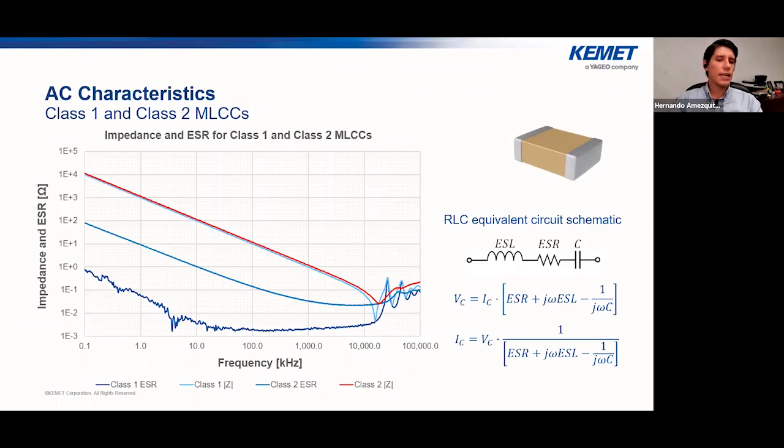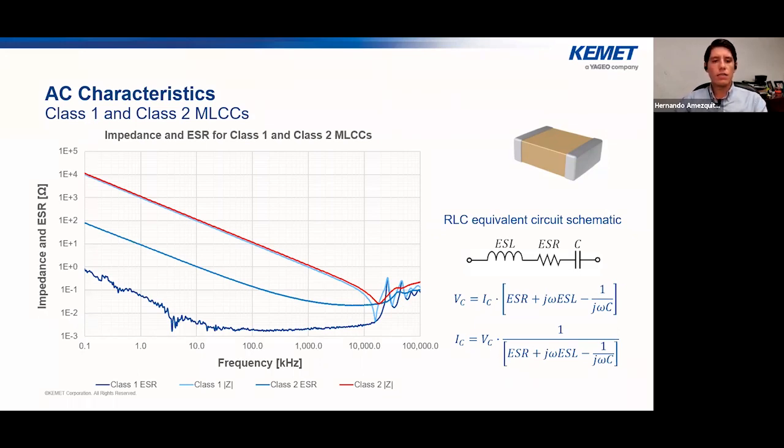So when we look at the AC characteristics of an MLCC, and here we are looking at class 1 versus class 2, we can see the impedance characteristics against the frequency. So we can see a decreasing impedance against the frequency until it gets to the series resonance frequency, where it starts to increase, right? In this part right here. And it's similar to what you can see also with the ESR, a similar effect that starts to decrease and then increase when it gets to that inflection point.